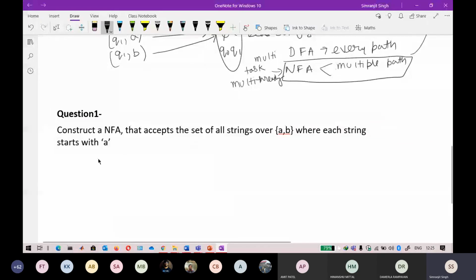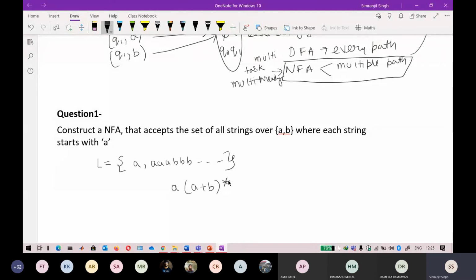Okay, so if you remember, the first step is always to write the language here. The language should start with A. A is the smallest string, then A, B, B, B, anything can come. If I write a regular expression of it, it just means that it should start with A, and after that any number of A and B's can come.